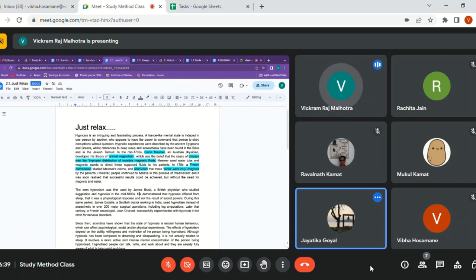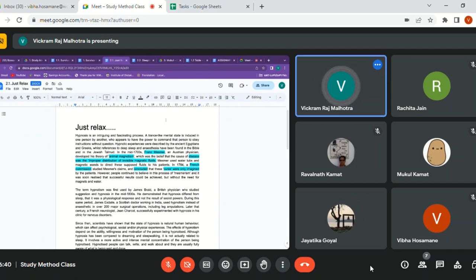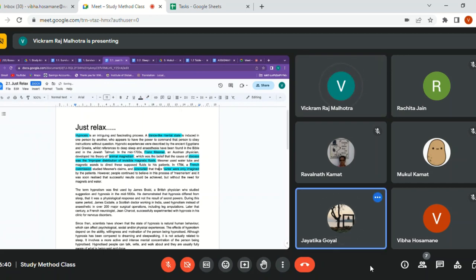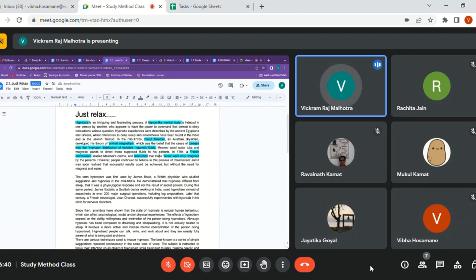In the beginning, let me just highlight what hypnosis is, because in this stage they're trying to tell you what hypnosis is. It's a trance-like mental state. Is this good? What about the others? Mukul, Yashasvi, is there something you wish to add? Power to command. Okay, good idea. So you are saying hypnosis is a trance-like mental state and it gives somebody a power to command.